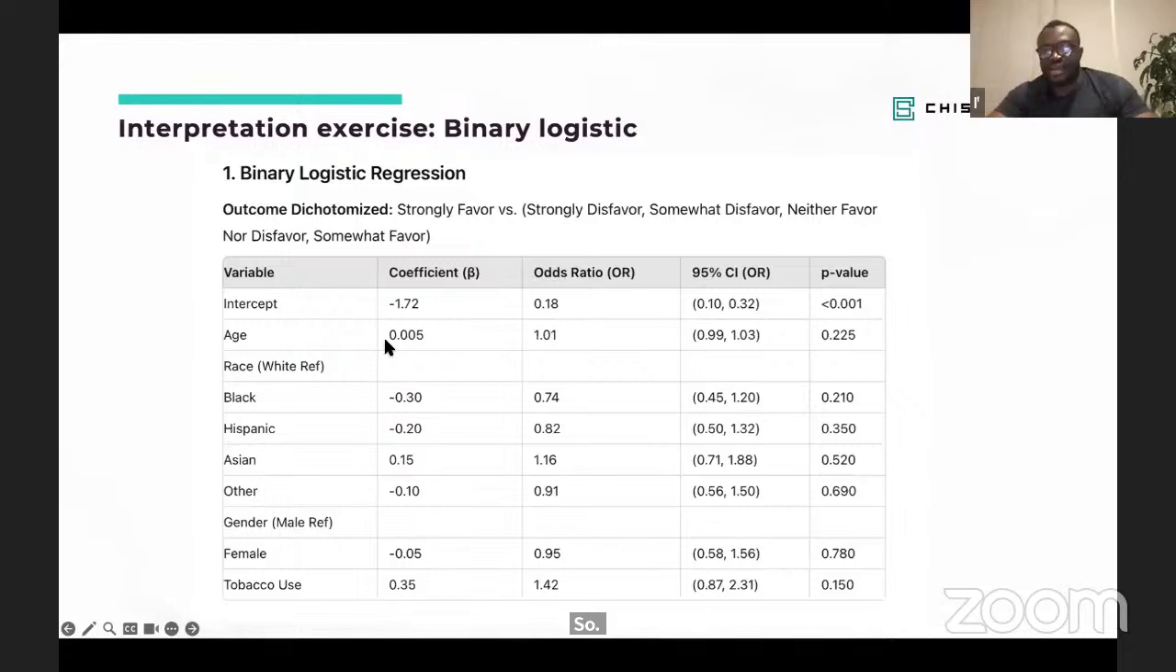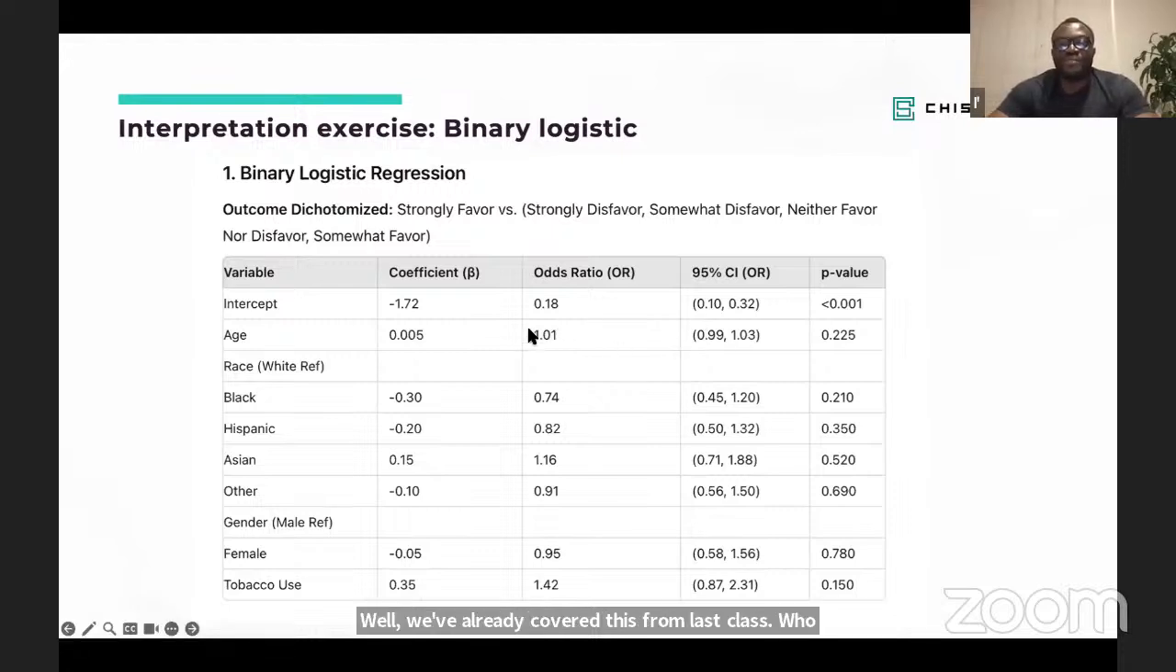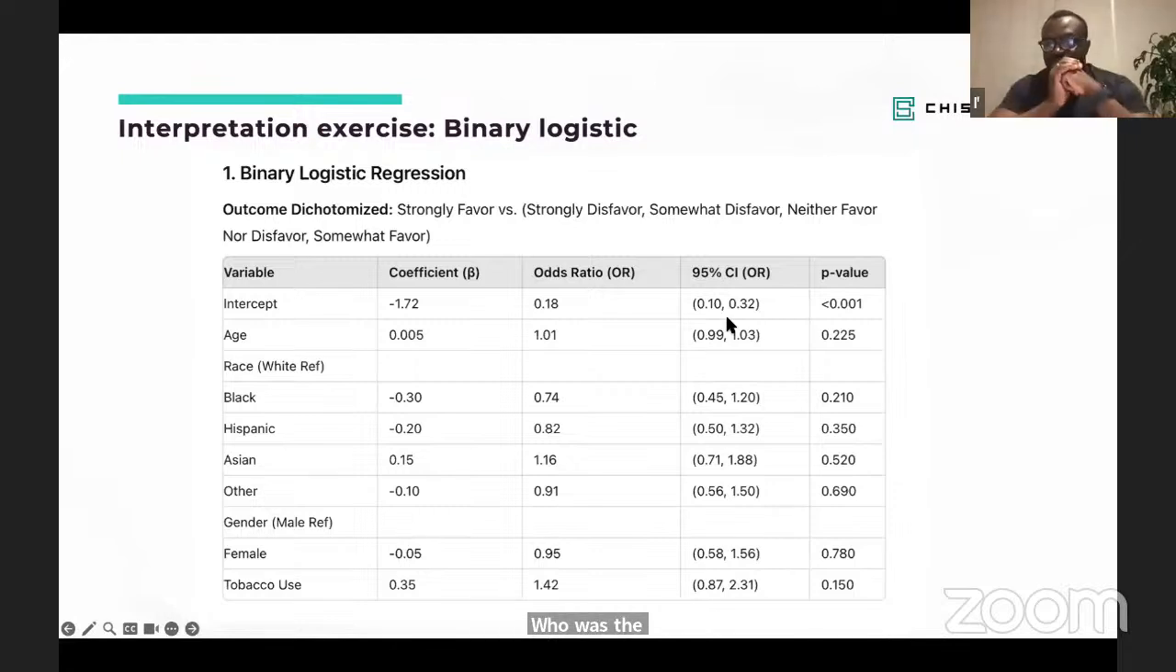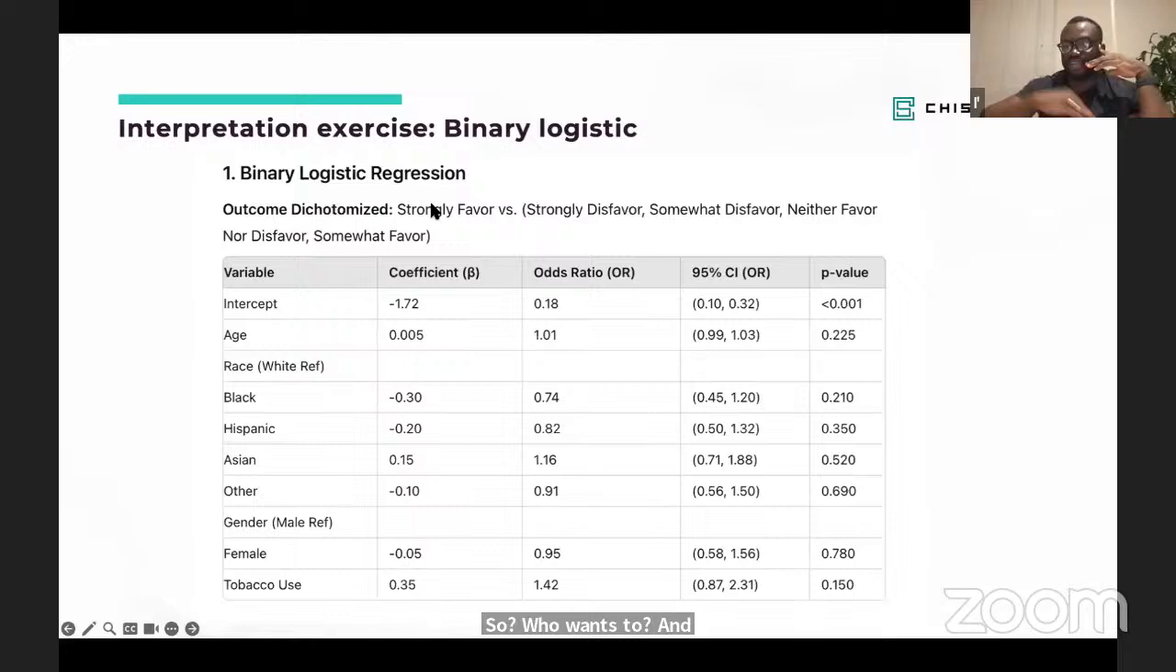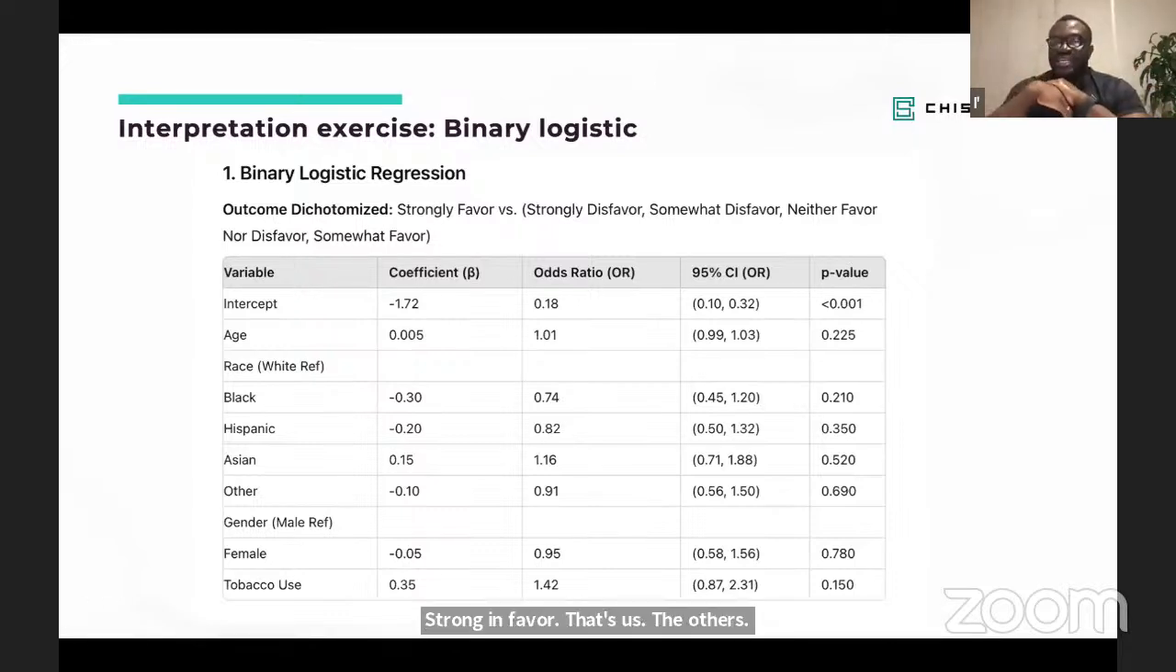Now let us interpret these parameters. Well, we've already covered this from the last class. Who wants to volunteer and interpret the coefficient for age? So remember that age is a continuous variable, and the result is strongly favor versus the others. So who wants to volunteer and interpret this coefficient, what it means for age?